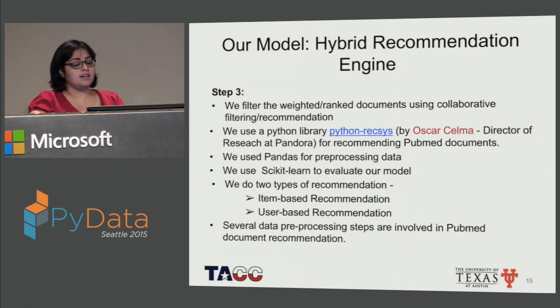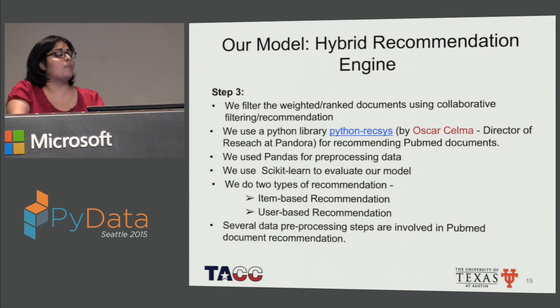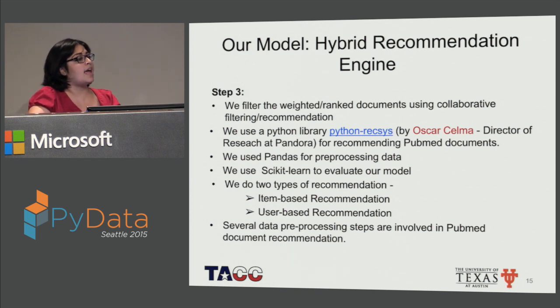We used pandas for pre-processing of the data. We used scikit to evaluate our model. Here we try to do 2 types of recommendation, item-based recommendation and user-based recommendation. However, I'll tell you, depending on your data, your pre-processing technique and steps would be different. I have only worked with documents. If you're working with image data, obviously your pre-processing steps to prepare your data and weight and rank your data would be different.